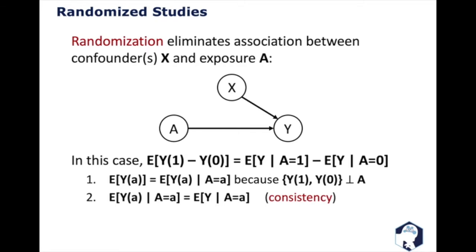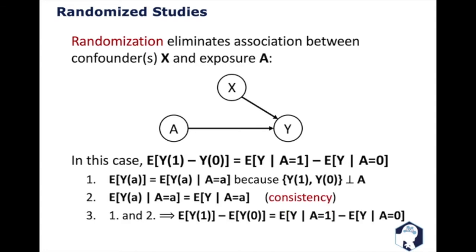Now we use the consistency assumption to substitute the observed outcome Y for the potential outcome. And then finally, bullet points 1 and 2 here imply that our average causal effect is equal to this expression that is written with respect to the observed data that we can estimate using the data that we have from our study.